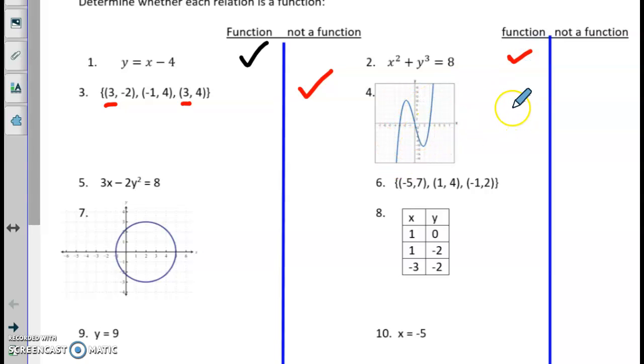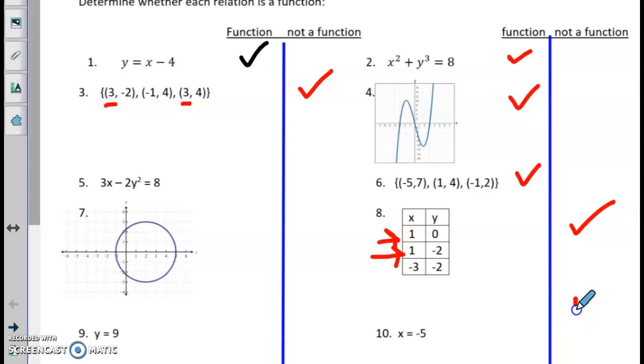This looks like a function. -5, 1, -1. Fantastic. 3 functions in a row. We have this table. Oh, goodness. I have a 1 listed twice, not a function. X equals -5 is a vertical line, not a function.